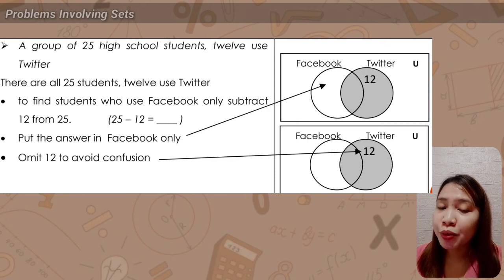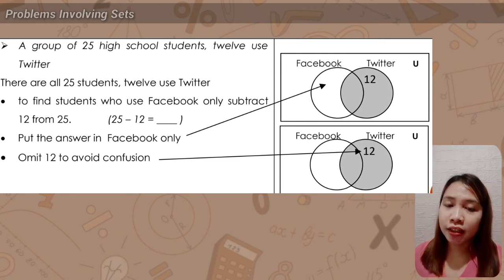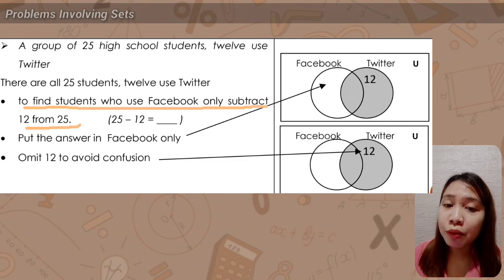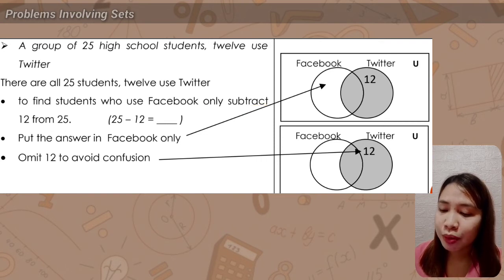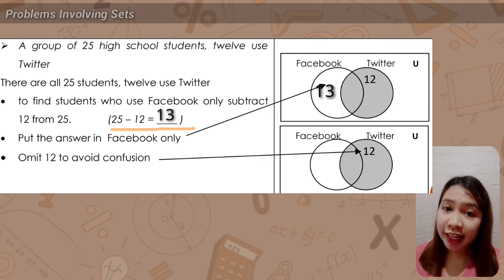So, ibig sabihin, 12 yung may gumagamit sa Twitter. Para malaman naman yung bilang ng estudyante na gumagamit ng Facebook, kailangan nating i-subtract yung 12 from 25 students kasi ang kabuuan ng estudyante ay 25. So, 25 minus 12 ay equals to 13. Okay, so, and then ilalagay natin yung bilang na 13 dun sa portion na may gumagamit lamang ng Facebook. And then, ibuburahin na natin yung 12 na inilagay natin.